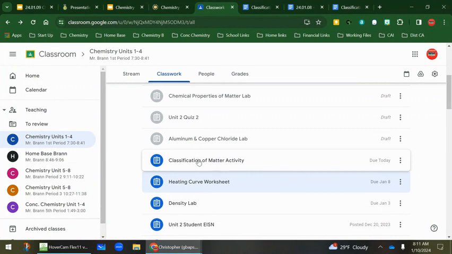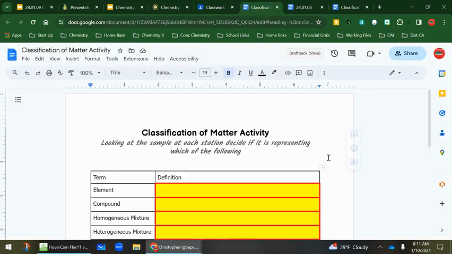So, in Google Classroom, there's an assignment that says classification of matter activity. Open it up.